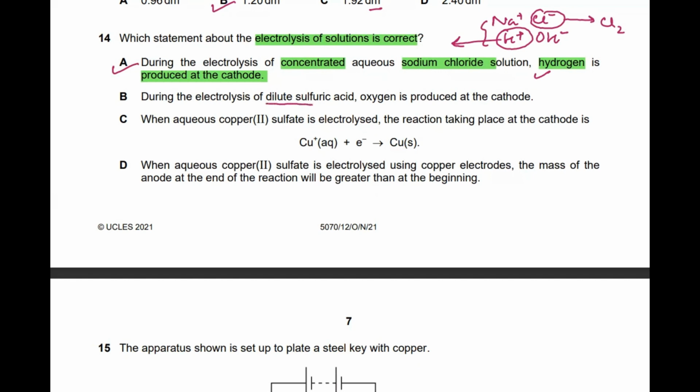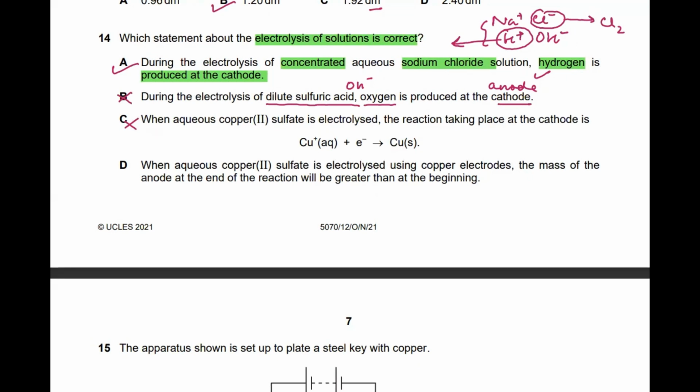During the electrolysis of dilute sulfuric acid, oxygen is produced at the cathode. Oxygen comes from the OH ions, and the OH ions are anions. They will be moving towards the anode. So if you want oxygen, it will be produced at the anode, not at the cathode. That's a wrong statement. When aqueous copper sulfate is electrolyzed, the reaction takes place at the cathode. At the cathode you have copper 2 plus ions, not copper positive ions. So the charge on the copper ion is wrong, and because of that the statement will be wrong.